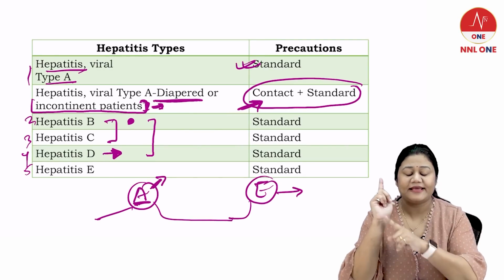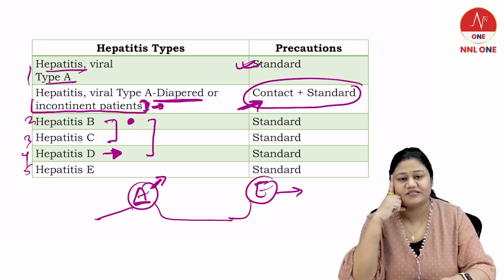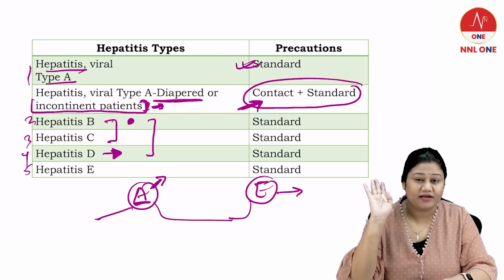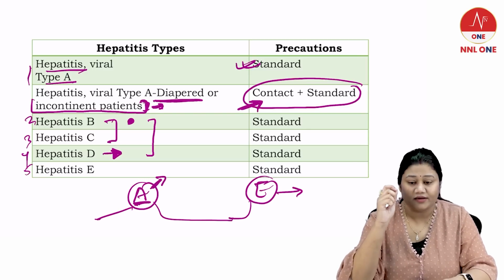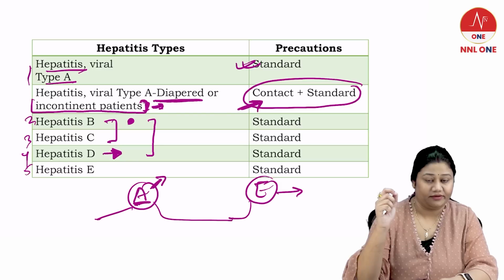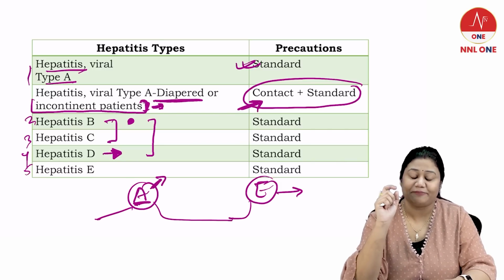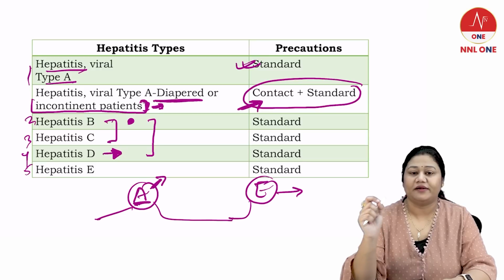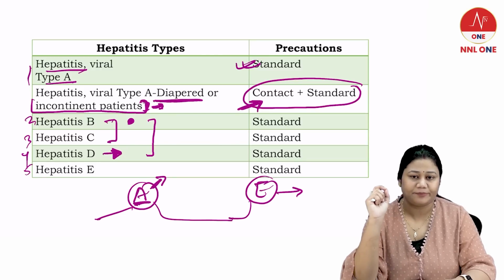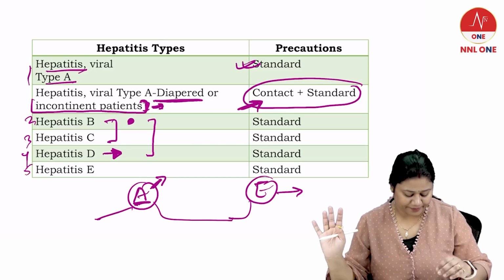Only there is one case where you have to put the patient on transmission based precaution, which is the elder one, because they are the ones who are more disciplined. So the elder one is hepatitis A, but there is only one condition, hepatitis A with incontinence only, which should be put on contact precaution. Other than that, all are on standard precaution.